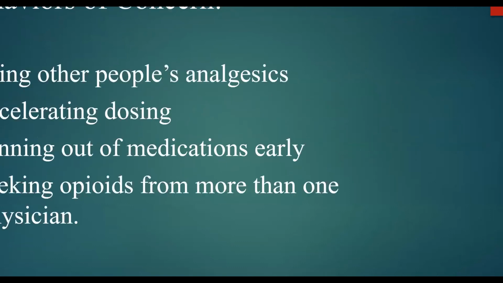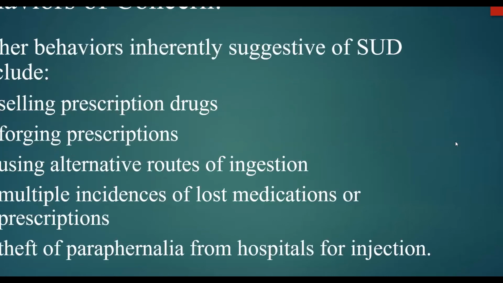Behaviors are obvious to most of us. When we start seeing them using a family member's analgesics, when they're escalating their dose, when we see them run out of medications early, they're doctor shopping, which has really been shut down, I think, a lot by OARRS here in Ohio. So these are the behaviors that are red flags to all of us.